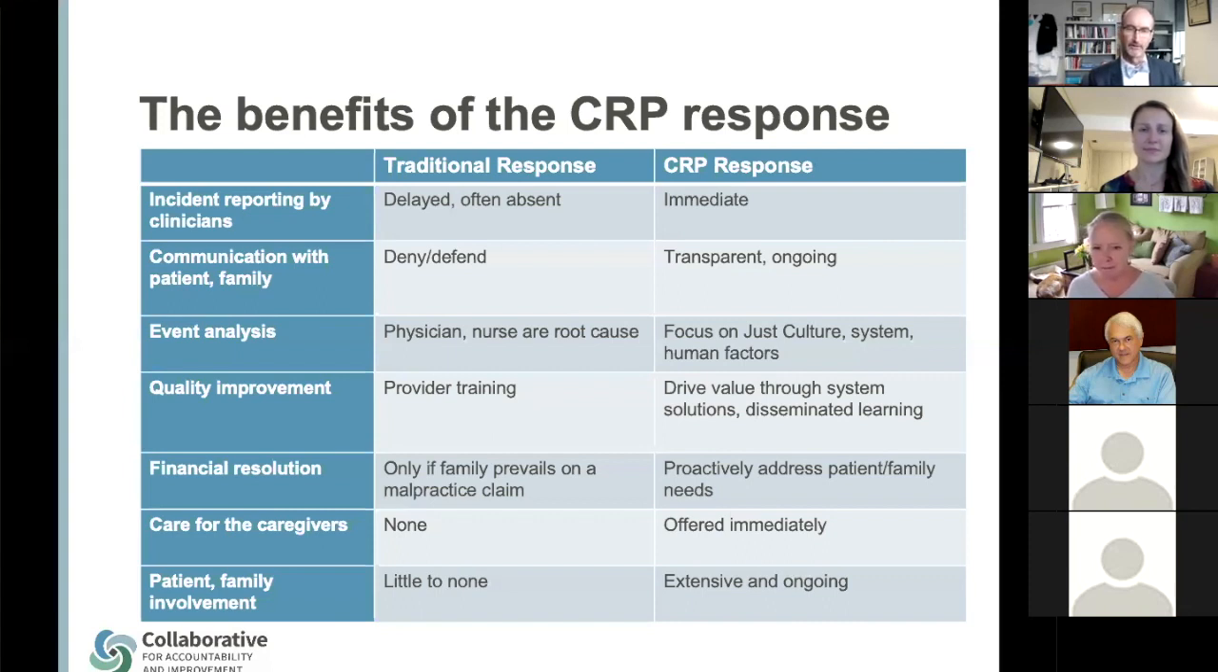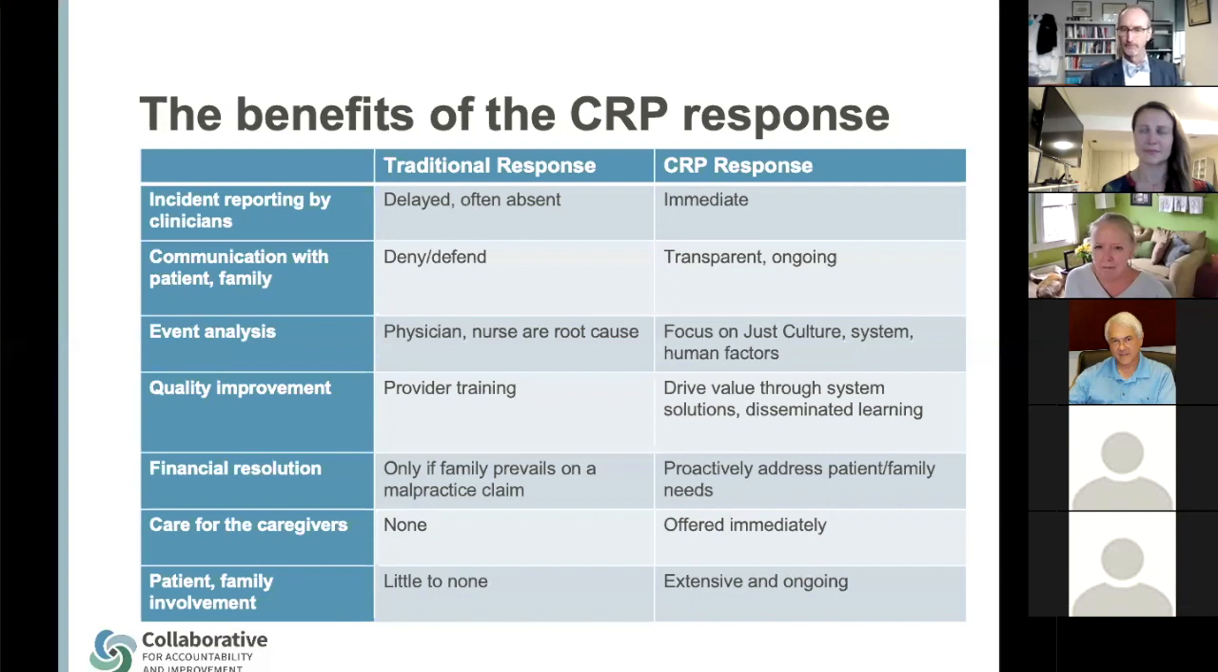We talked a bit about event analysis and quality improvement already that are not happening in her case but would be happening in a well-functioning CRP. Also, financial resolution would be on the table from the very beginning in an organization that was following the principles of CRP. And of course, as we've heard, that didn't happen in Suze's case.